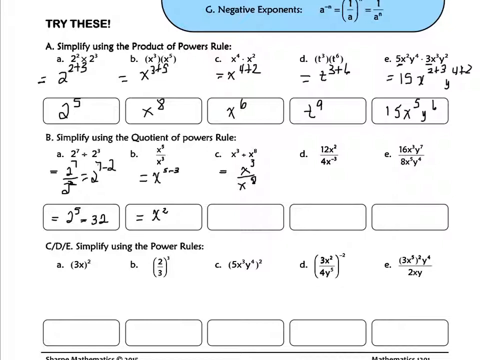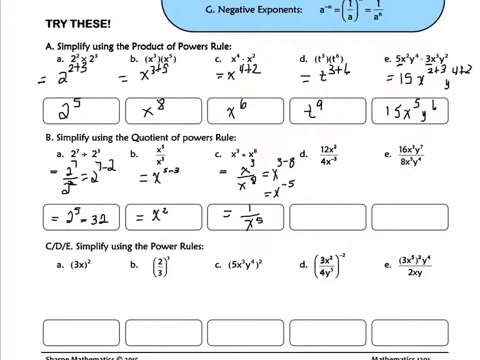So I would cancel out 3 of those x's in the top with 3 in the bottom, which would leave me with 1 over x to the 5. Or you can think of that using your subtraction rule as 3 take away 8, which is x to the negative 5, which would be written as 1 over x to the 5, because a simplified expression should not have any negative exponents.